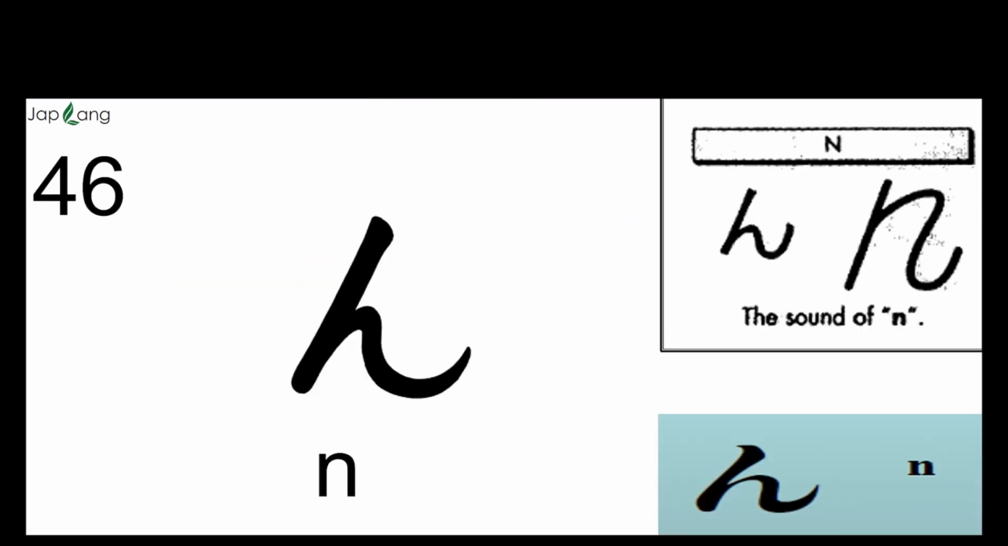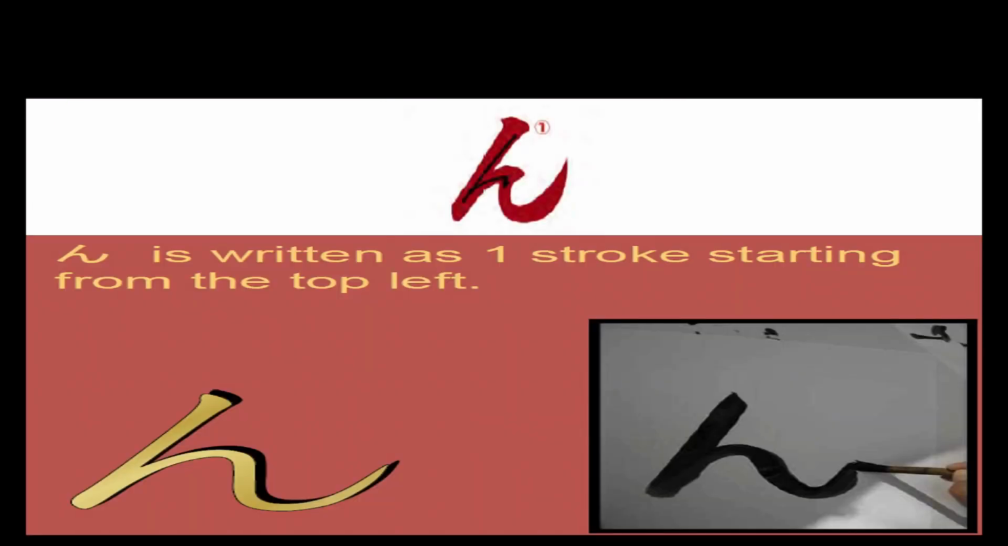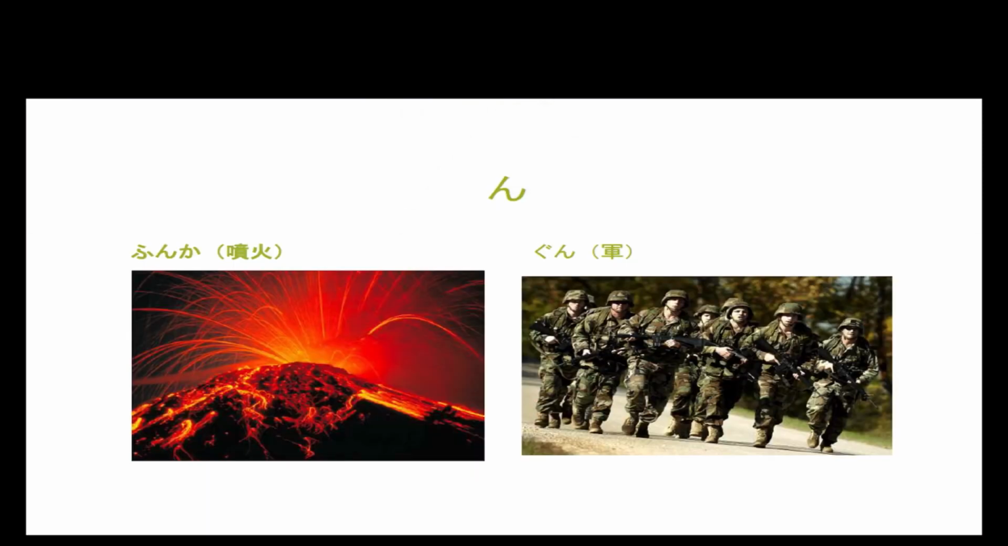And the last character of this basic hiragana is n, sounds like hon, like no. And it has only a 1-stroke order, like funka or gun.